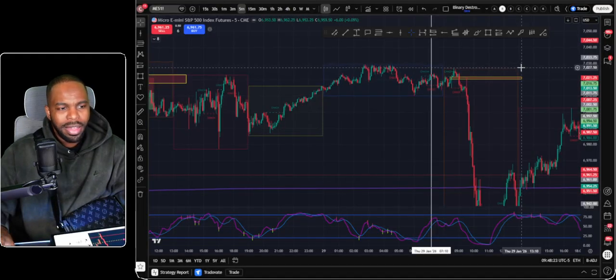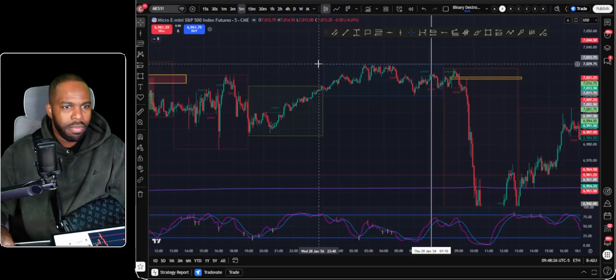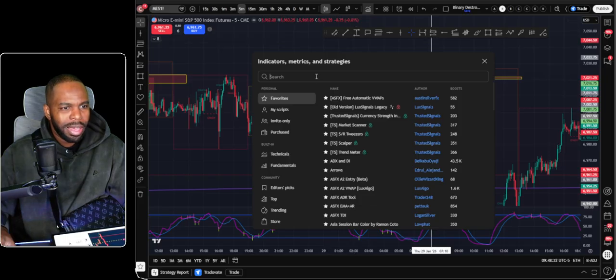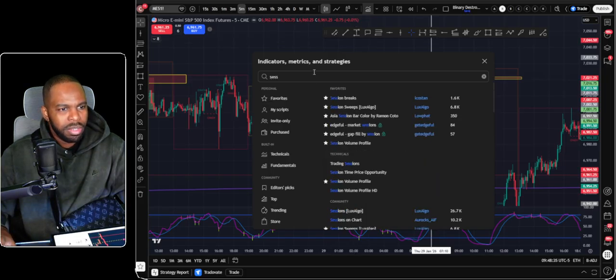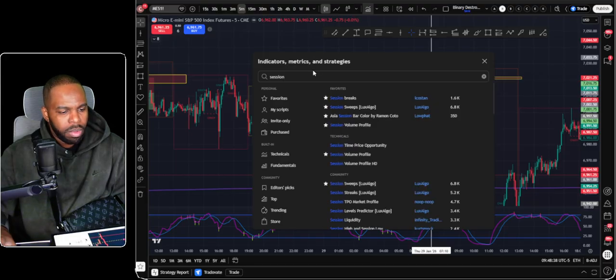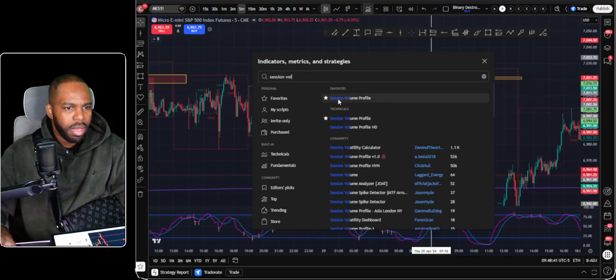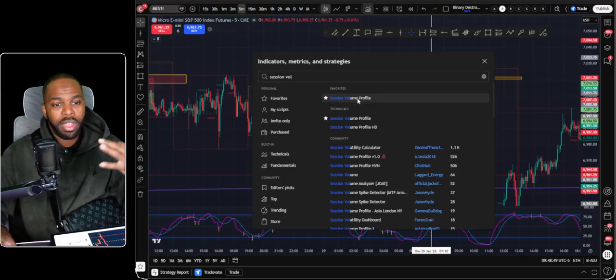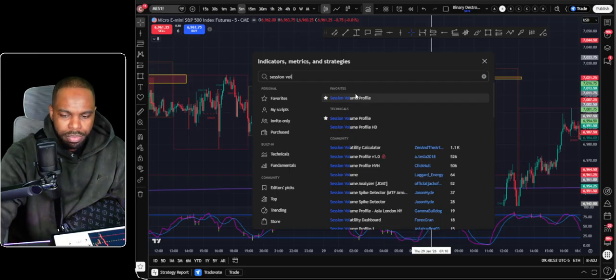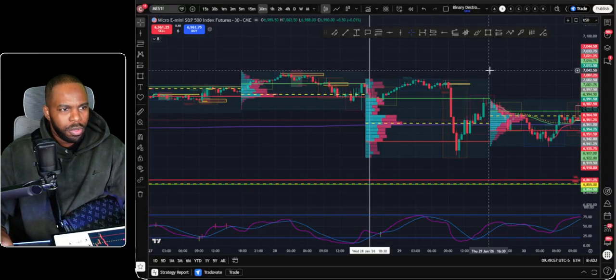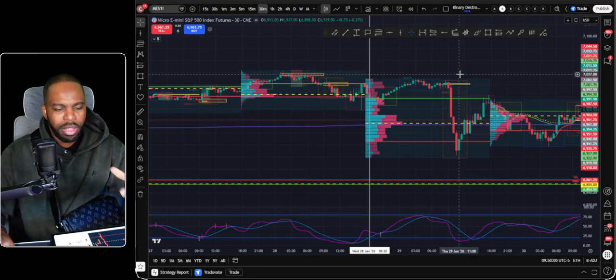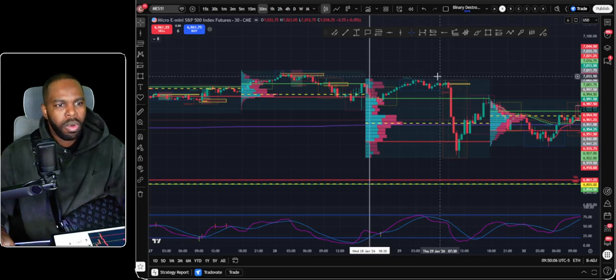All right, so to find this tool called Session Volume Profile, all you got to do is click the indicator box right here and type in Session Volume Profile. As you can see right here, I have it highlighted. It's called the Session Volume Profile. That's the one that you want to put on your chart to get those 3 levels that I mentioned not too long ago. Normally I do this on the 30-minute chart. I like to mark out these key levels, like the volume area high, the point of control, which is POC, and the volume area low, on the 30-minute chart.